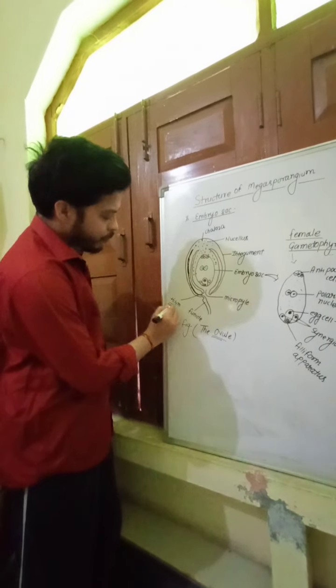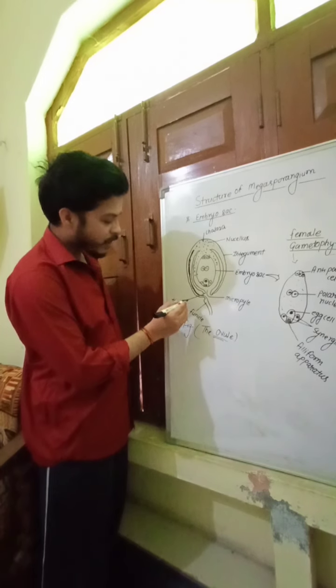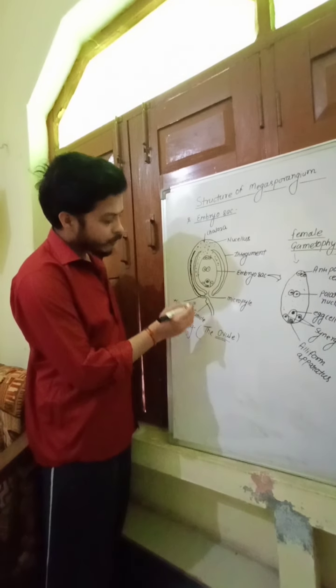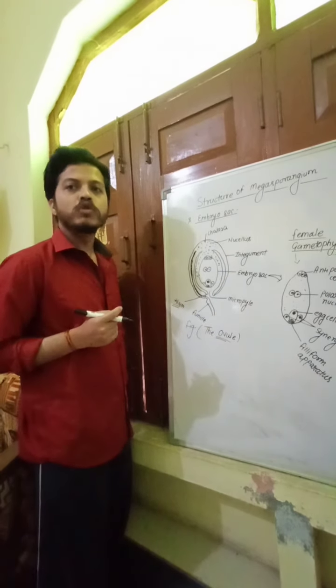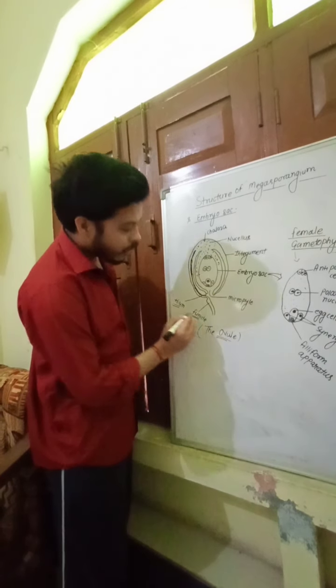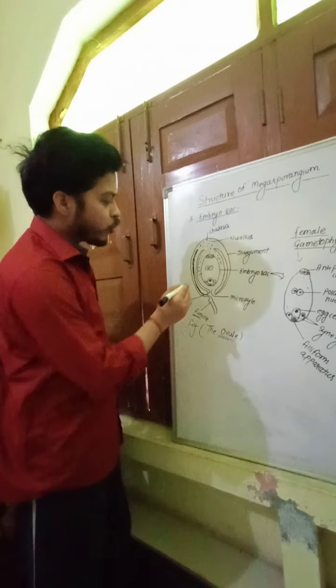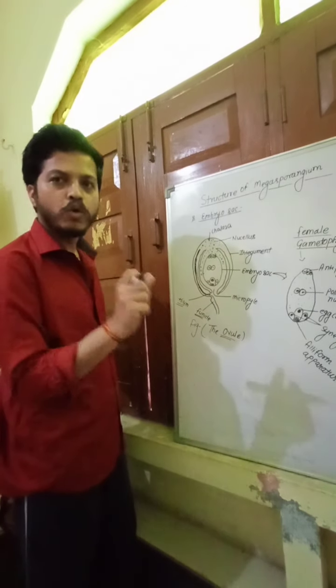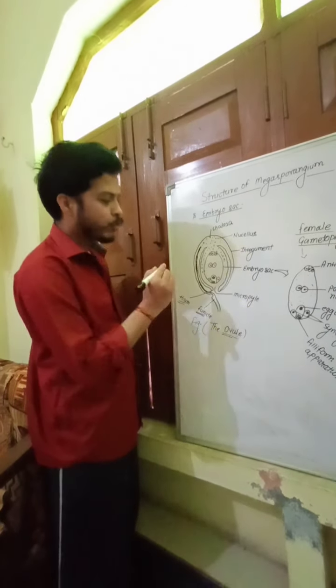What is hilum? Hilum is a point of attachment where both funicle and ovule are fused together. That part is called hilum. What is funicle? Funicle is the attachment site of ovule to placenta. Ovule to placenta, that is called funicle.